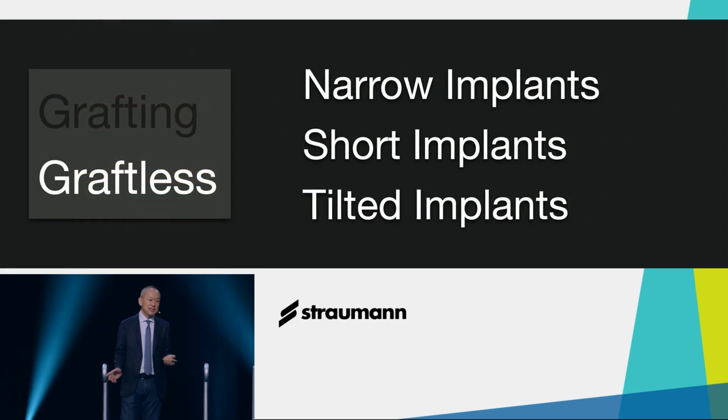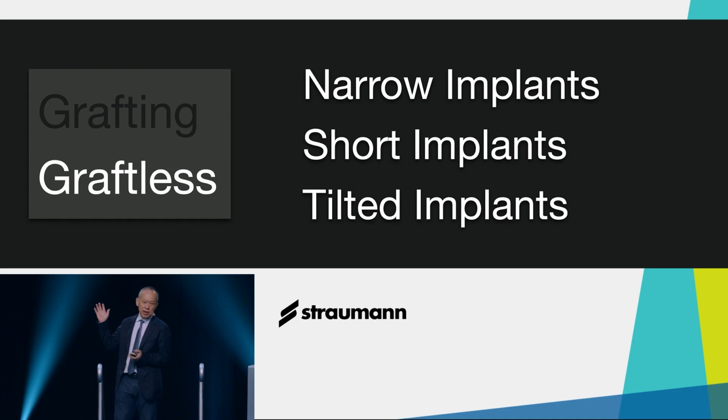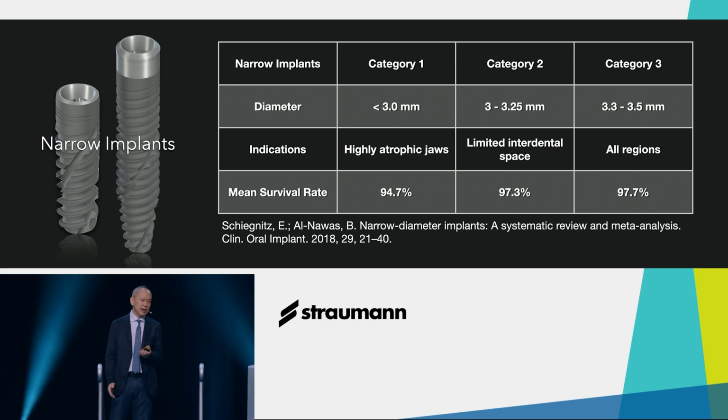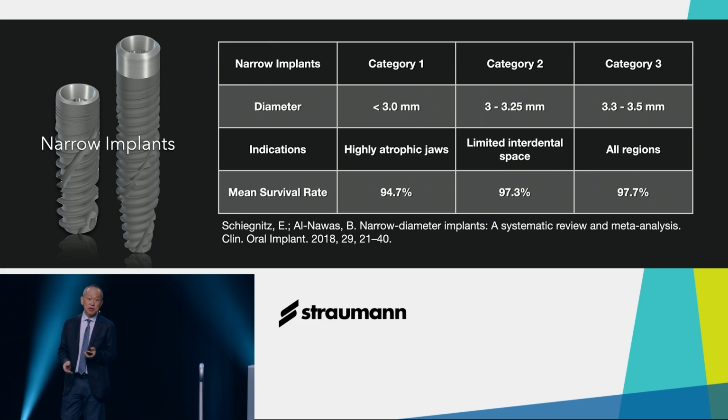In the graftless approach, nowadays, we have many tools in our hands, including narrow implants, short implants, and tilted implants. Narrow implants can be further divided into three categories according to the implant diameter. This is a study showing us that category 3 narrow implants have been used in all oral regions for all indications with very favorable results.